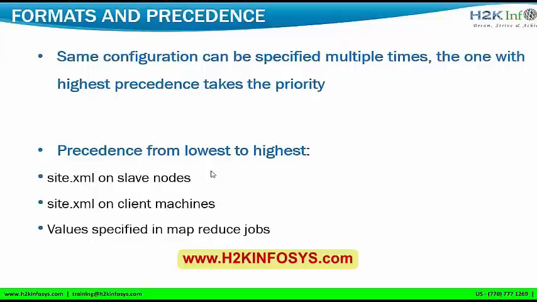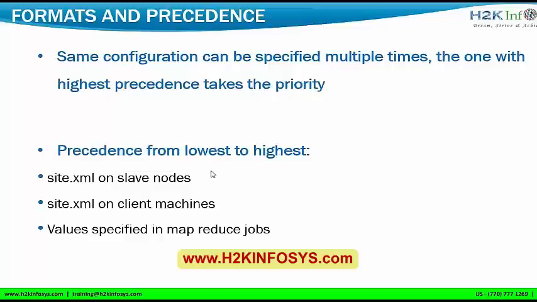So the next thing is formats and precedence. The same configuration can be specified multiple times. The one with the highest precedence takes the priority. Suppose in a cluster I have 100 machines, and as I told you, on each machine I will be declaring the configurations. So there will be some precedence on pulling these configurations. The precedence from lowest to highest is site.xml on slave nodes. So this takes the lowest priority. Maybe my data node has some configuration in its site.xml. That will take the lowest priority.